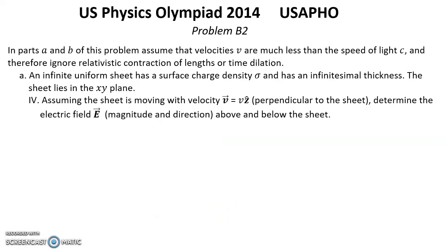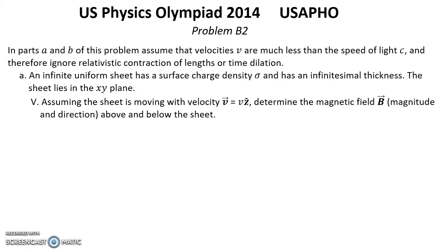Question 4. Assuming the sheet is moving with velocity v in z direction, determine the electric field E above and below the sheet. Again, the motion does not affect the electric field, so the answer is the same as that for question 1.